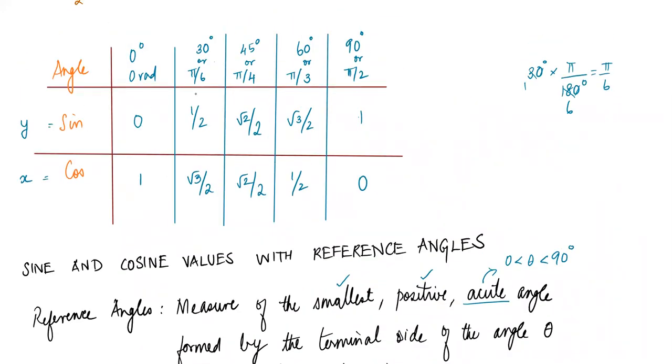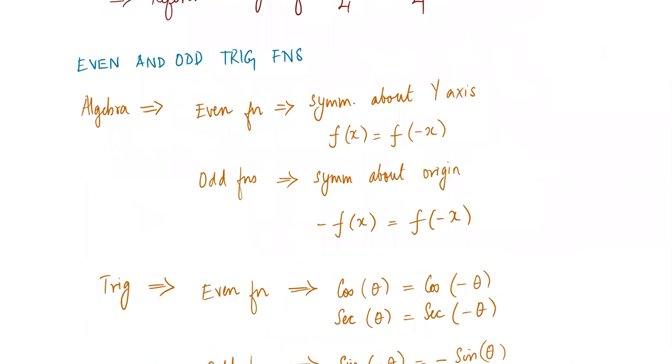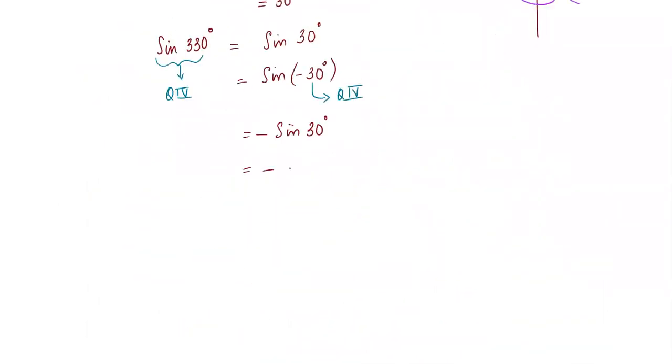So sine of 30 degrees is half, right? But remember there was a minus in front of this, so that's going to be a minus half. So the value for sine 330 degrees using reference angles is this. And they said find the exact value, so please leave it as a simplified fraction. And that is the answer.